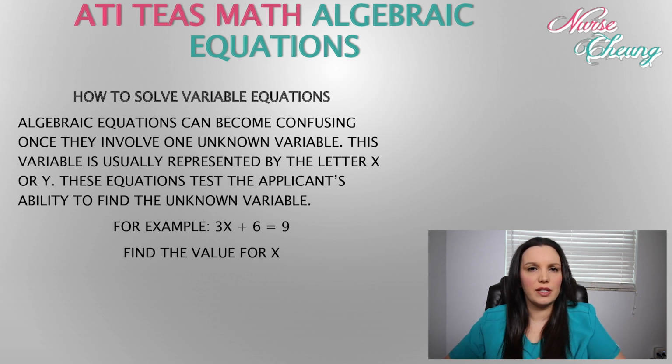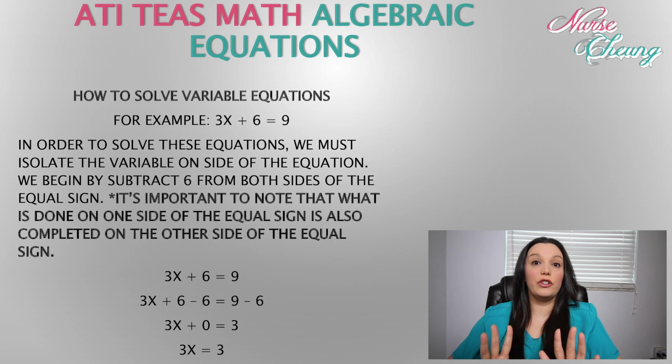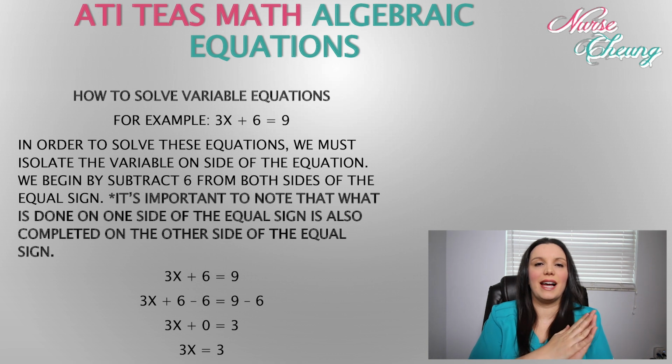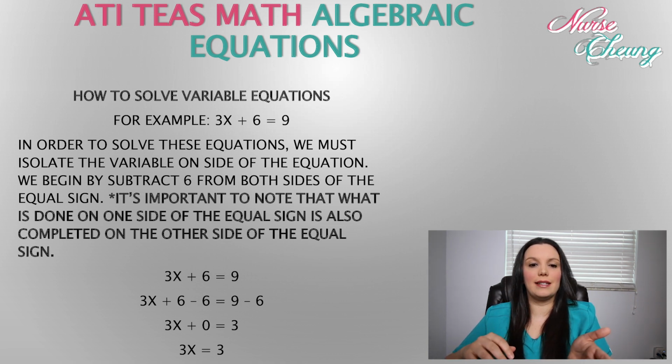So let's take a look at our first example. We have 3x plus 6 equals 9. The example wants you to find the value of x. In order to solve this equation, we must first begin by isolating the variable on one side of the equation. How do we do that? We begin by subtracting 6 from both sides of the equal sign.